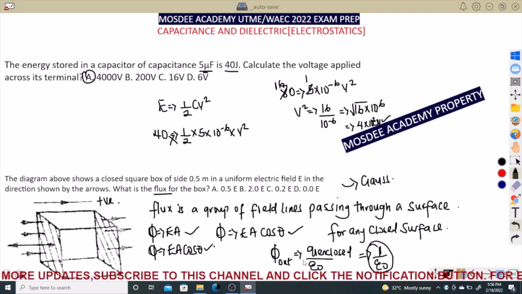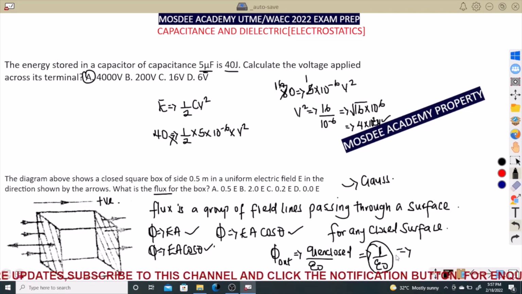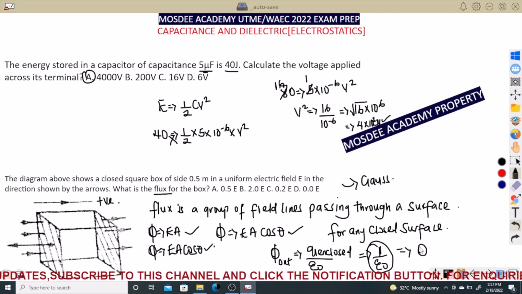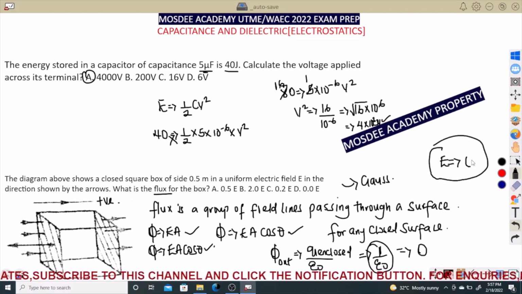So what this man is saying is that the amount of flux going out for an enclosed surface is always equal to the charge that is enclosed. So it's always constant. When the amount going out is similar to the amount coming in, we say the amount of flux flowing through an enclosed surface is always 0. Because for an enclosed surface that is uniformly distributed, remember that there is no electric field inside a closed surface, it is always equal to 0.